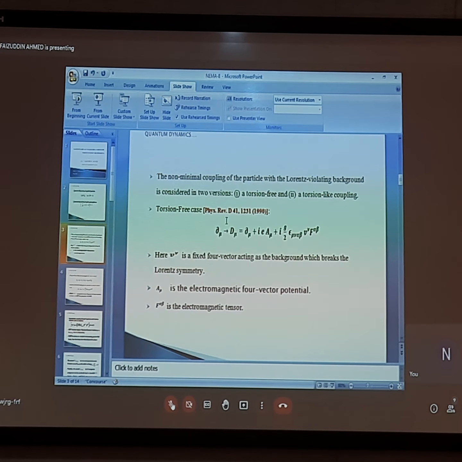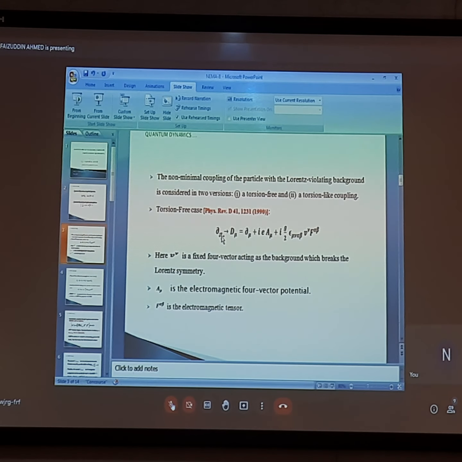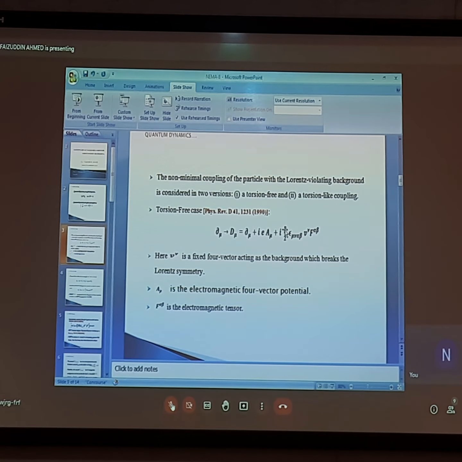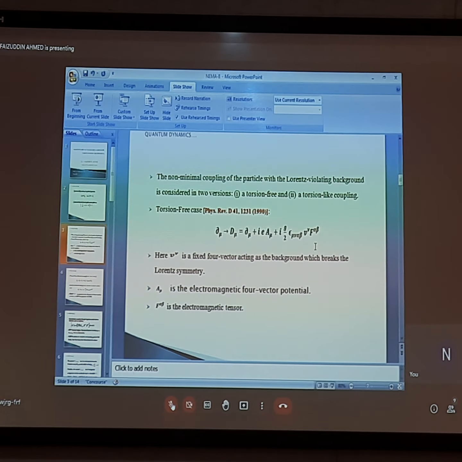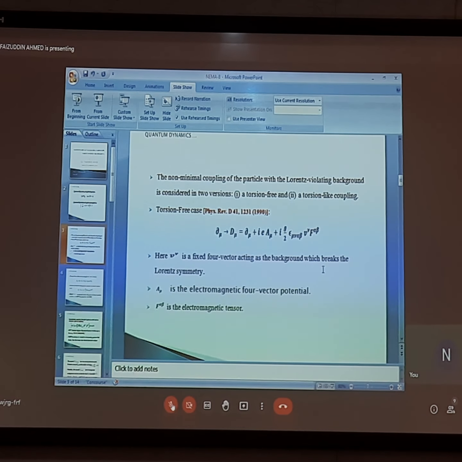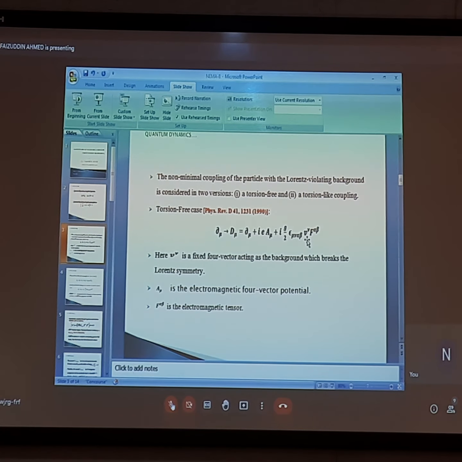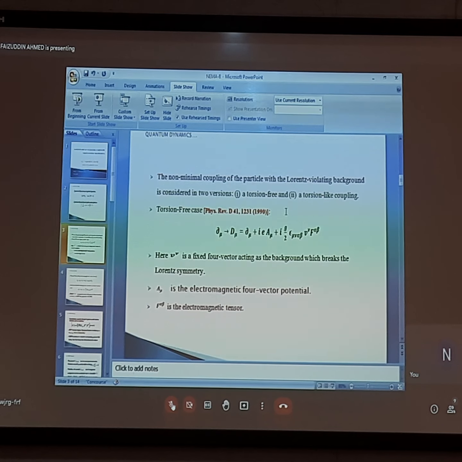In 1990, the torsion free coupling was first given by this minimal substitution of the partial derivative. A_mu is the electromagnetic four-vector potential, g here is the nonlinear coupling constant, F_alpha beta is the electromagnetic field tensor, and this V_nu is the fixed four-vector that acts as a background which breaks the Lorentz symmetry. So this first proposition was given in 1990. This coupling was specifically for fermions, and we used it to study the dynamics of fermions using the Dirac equation.